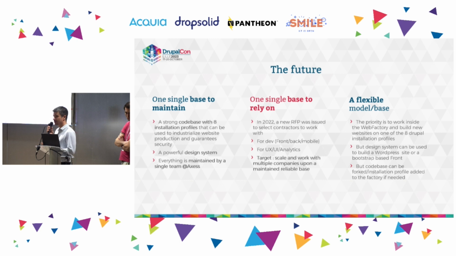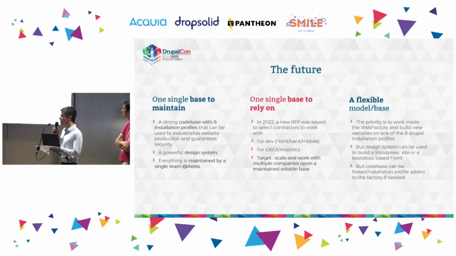So now we have this Web Factory, which is stable and reliable, and we can work with multiple actors, but it has to be documented, and they need a strong code base, but they can rely on that. And the main goal of that is that we have a flexible model. So the priority is to work inside the factory.